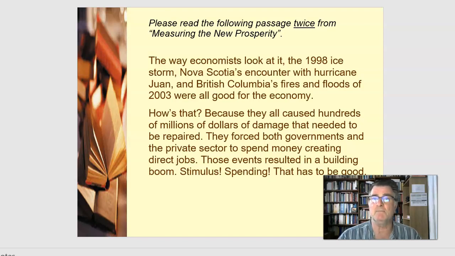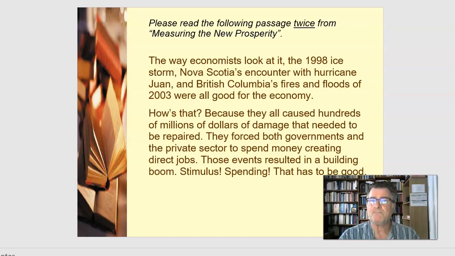So here's a passage from an article called Measuring the New Prosperity. It says, the way economists look at it, the 1998 ice storm, Nova Scotia's encounter with Hurricane Juan, and British Columbia's fires and floods of 2003 were all good for the economy. How's that? Because they all cost hundreds of millions of dollars of damage that needed to be repaired. They forced both governments and the private sector to spend money creating direct jobs. Those events resulted in a building boom, stimulus spending. That has to be good.